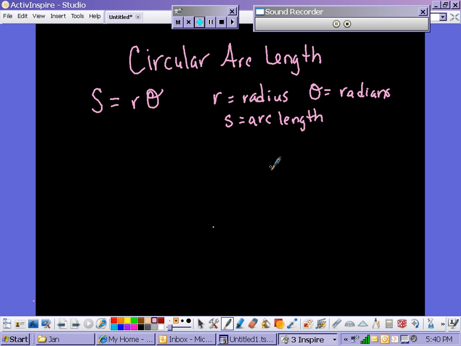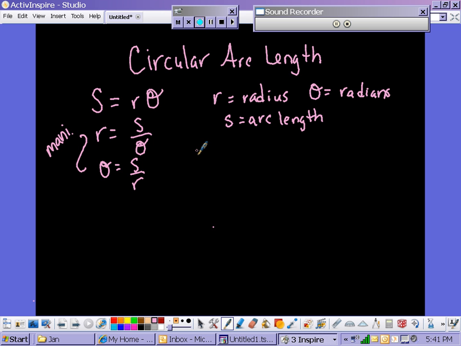Okay, so this is really kind of straightforward. The only difference here is if you have to manipulate this. We can find what R is by basically, how do we get R by itself? Divide S by theta. If we wanted to find out what theta was, we would take S and divide it by the radius. Those are your manipulations here. You guys know what I'm talking about.